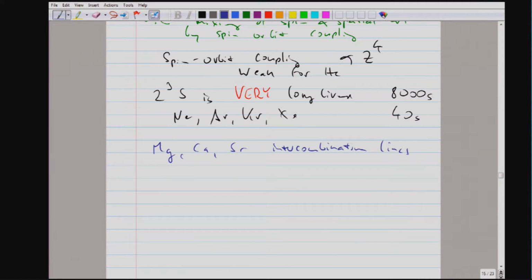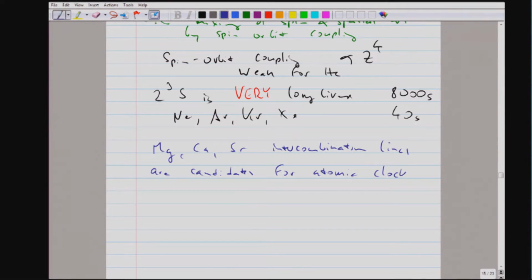And they are actually very relevant in current research because these are candidates for atomic clocks. In those atoms, magnesium, calcium, strontium, physics is more complicated. The line width is typically kilohertz. But that's probably just what you want.